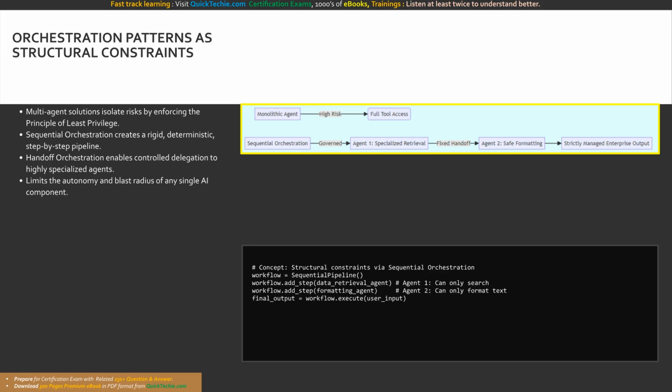This visual contrasts monolithic agents with sequential orchestration. Rather than giving one agent full access, a sequential pipeline structurally limits capabilities, securely passing data from a retrieval agent directly to a specialized formatting agent.